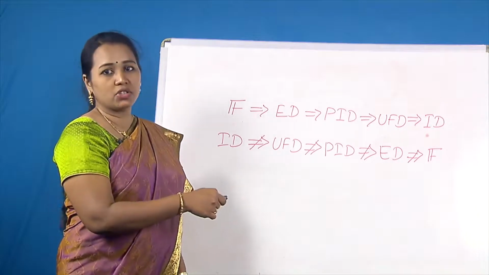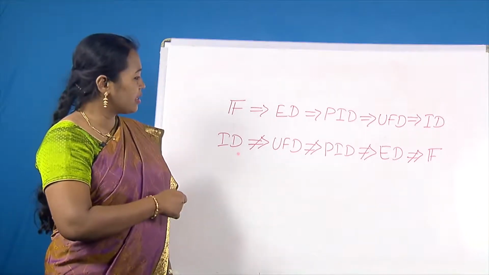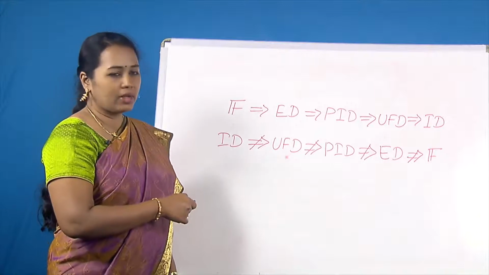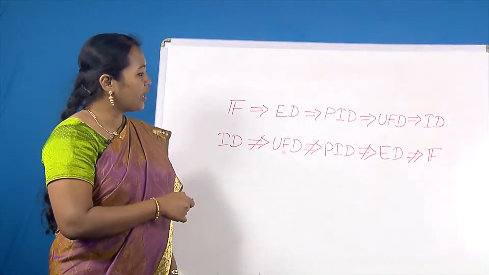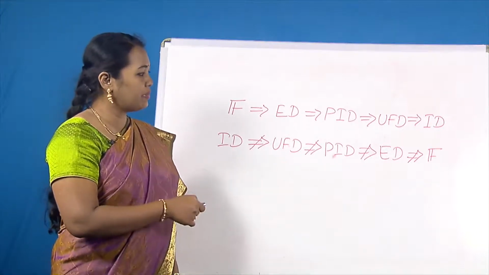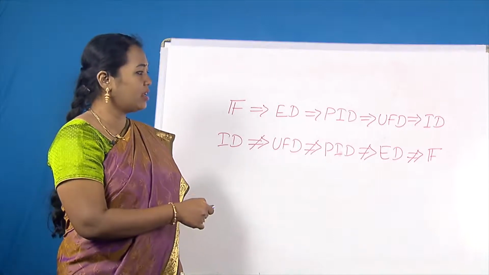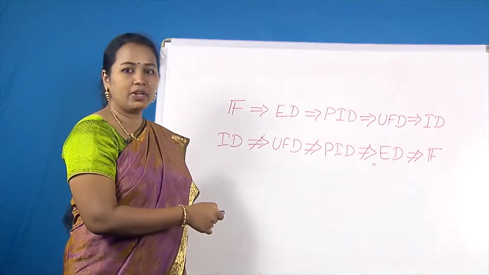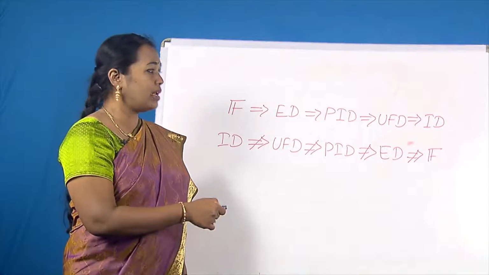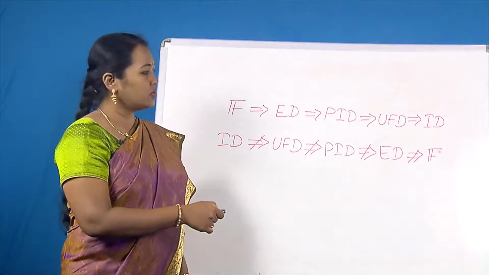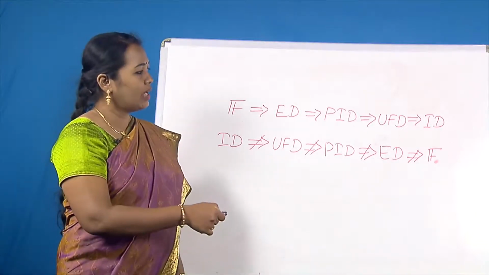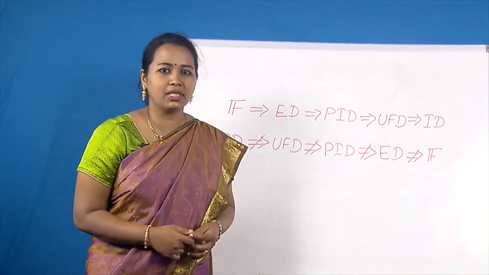But the reverse is not true. If you take an integral domain, it does not imply a unique factorization domain. A unique factorization domain need not be a principal ideal domain, a principal ideal domain need not be a Euclidean domain, and a Euclidean domain need not be a field. So in order to prove this, we shall be seeing some examples now.